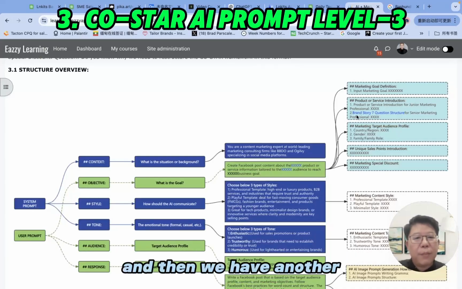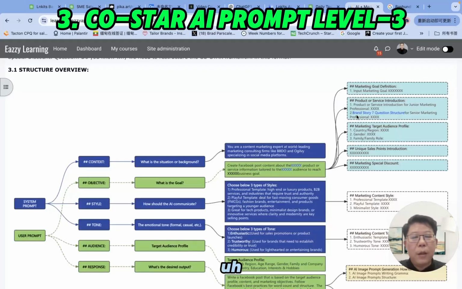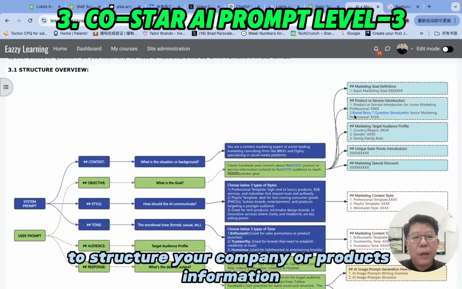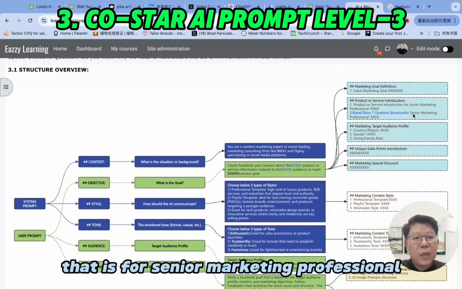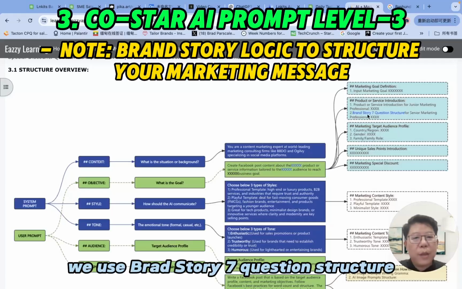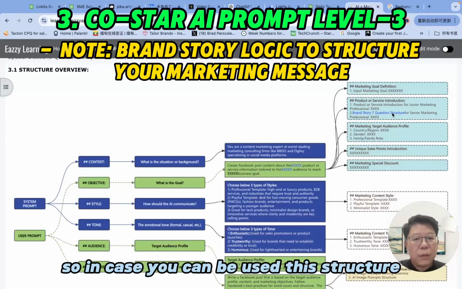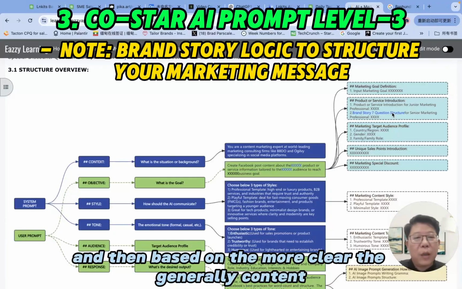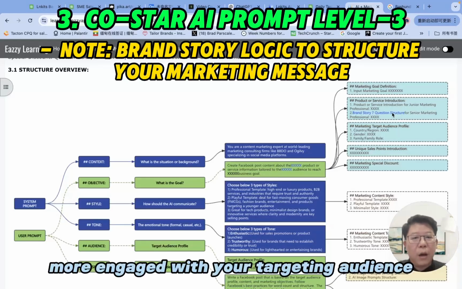And then we have another way to help you structure your company or product information at the advanced level. We see that as for senior marketing professionals. We use the brand story seven-question structure. This one I will introduce in the following lessons. If you use this structure, your AI can understand more clearly, and based on that clearer understanding, the generated content can be more convincing and more engaging with your targeting audience.